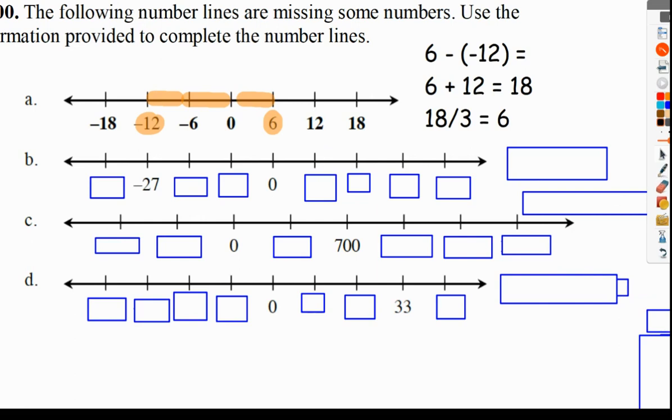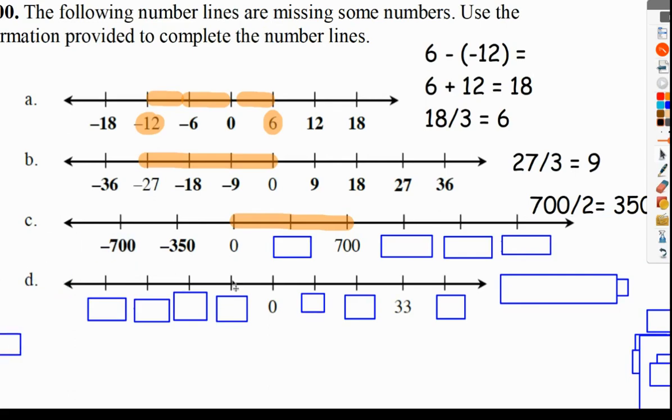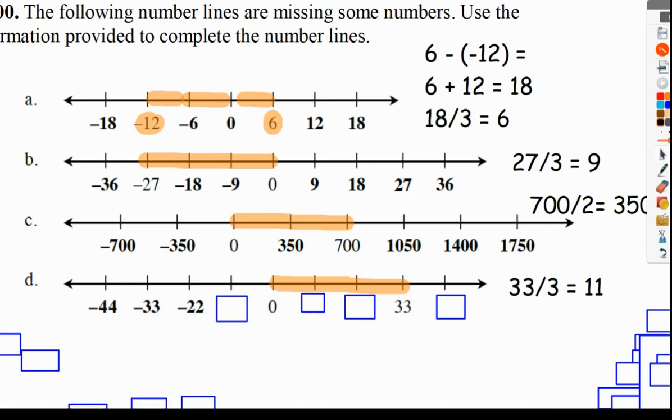Same concept here. The difference between 0 and 20 sections means we're going by 350 each time. So to the left of 0 would be negative 350, and to the left of that would be negative 700. This would be 350, this would be 1050, and so on. And then here, the difference between 0 and 33 is 33 units, divided by 3 sections means we're going by 11s. Again, that allows us to put in these missing values. But make sure that you're showing how you found out what increments we were going by.